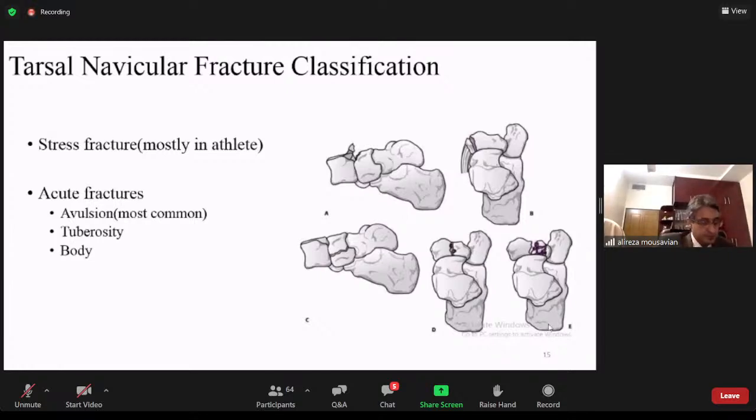In type A fracture, the fracture line divides the navicular body into dorsal and plantar segments. In type B, the fracture line divides the navicular body into medial and lateral segments. And in type C fracture, there is a comminuted fracture in the navicular body.